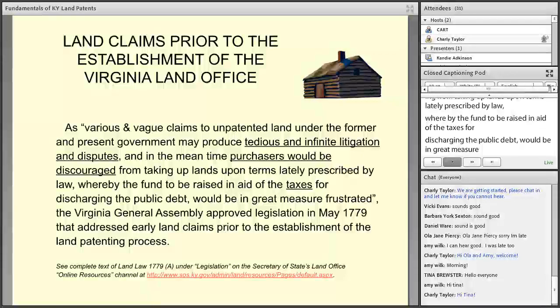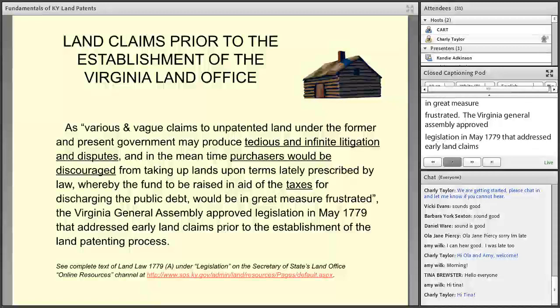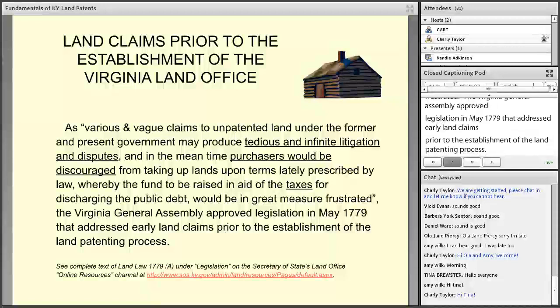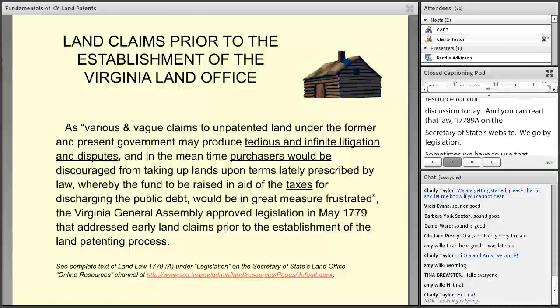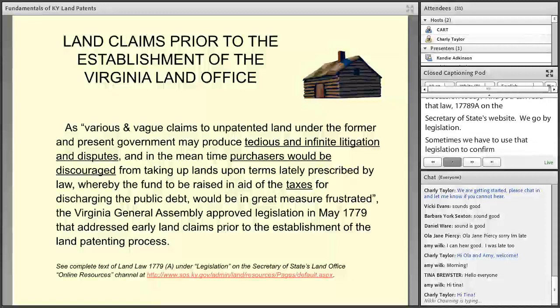The Virginia General Assembly approved legislation in May 1779 that addressed early land claims prior to the establishment of the land patenting process. Please note, that was just Candy reading a portion of the law. That is not Candy telling you what happened. We're using the legislation as our primary resource for our discussion today. And you can read that land law, 1779A, on the Secretary of State's website. We go by legislation. Sometimes we have to use that legislation to confirm research. Sometimes we have to use that legislation to correct research.